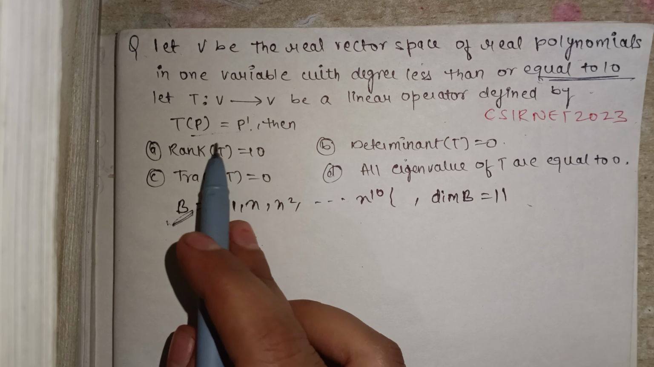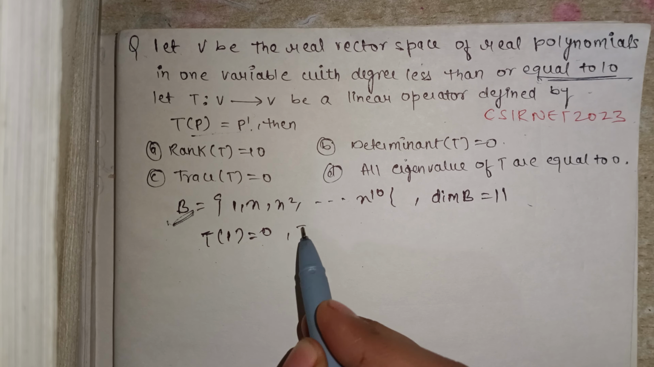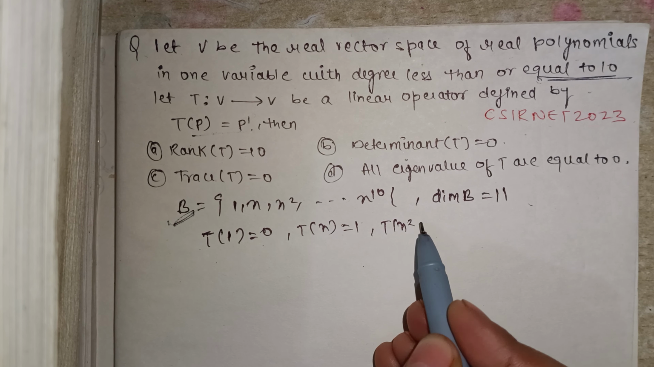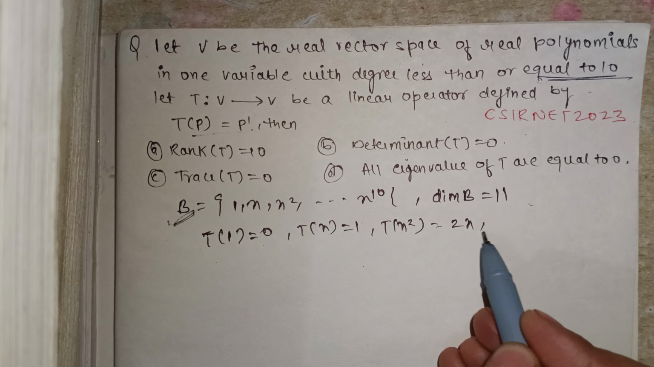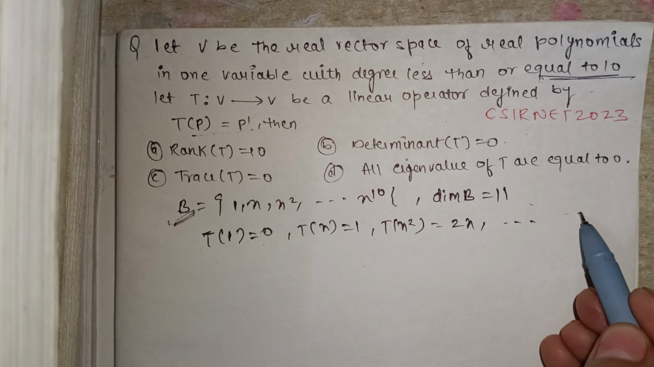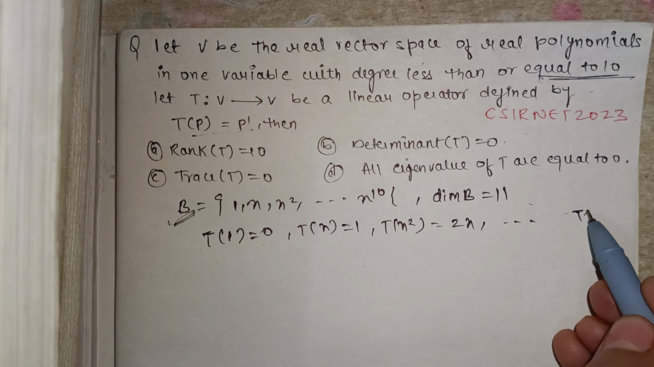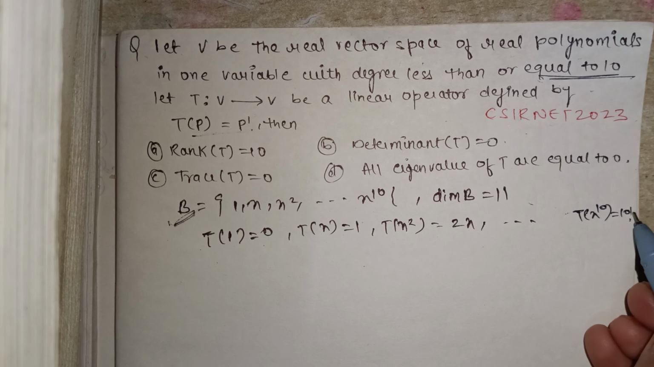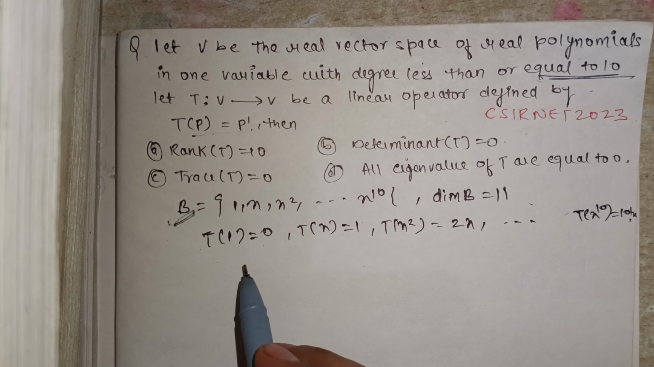So by using this operator and this basis, we design this matrix. That is, T of 1 is equal to what? Differentiation of 1, that is 0. T of x, differentiation of this is 1. T of x square is equal to 2x, and so on. We find this matrix. T of x to the power 10 is equal to what? 10 x to the power 9.